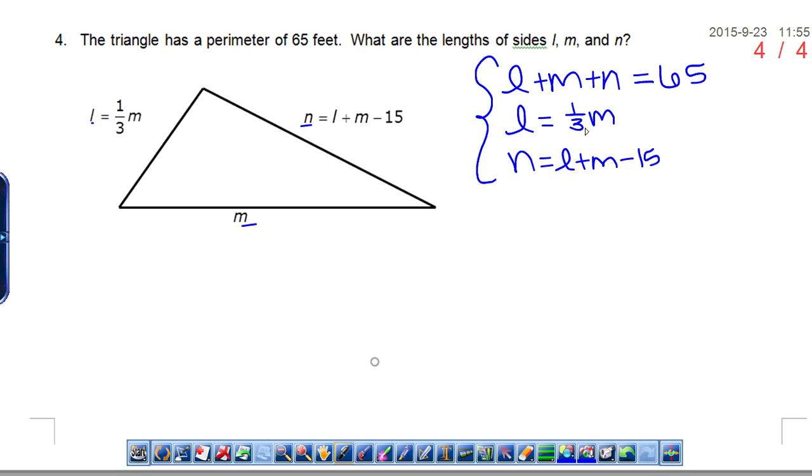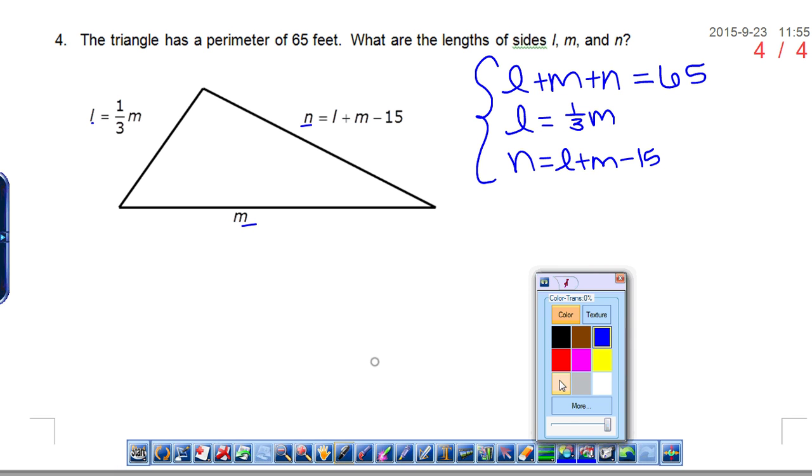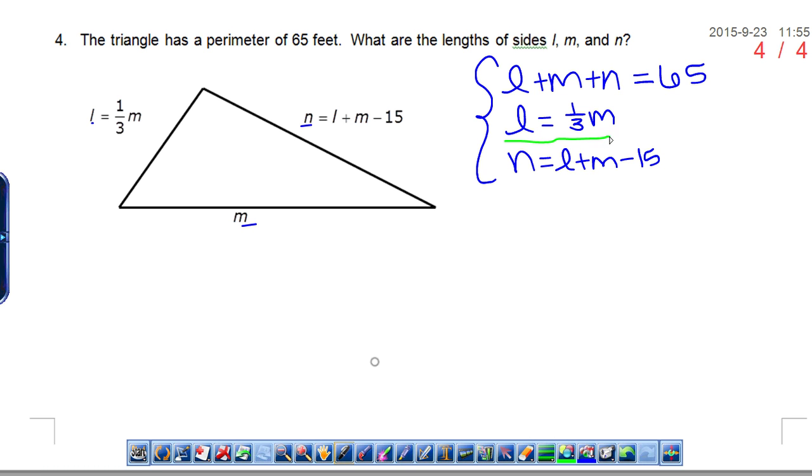All right, so we've got L and N both isolated here. It doesn't matter which one you pick. I always pick the one that looks a little bit easier, and to me, L equals 1/3 M is a little bit easier to plug in than all of this. So in both the other equations, I'm going to replace L with 1/3 M, like I see here. That is creating a new system in only 2 variables. So 1/3 M plus M plus N equals 65. And then that bottom equation, N is equal to 1/3 M plus M minus 15.